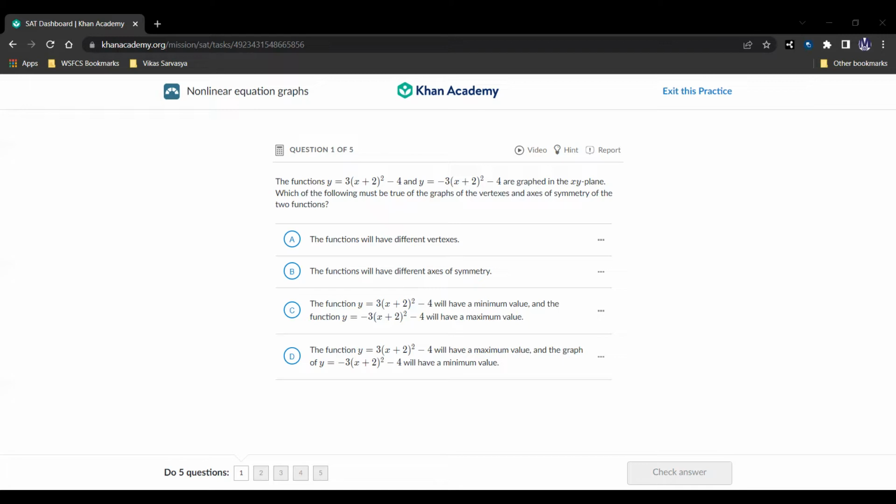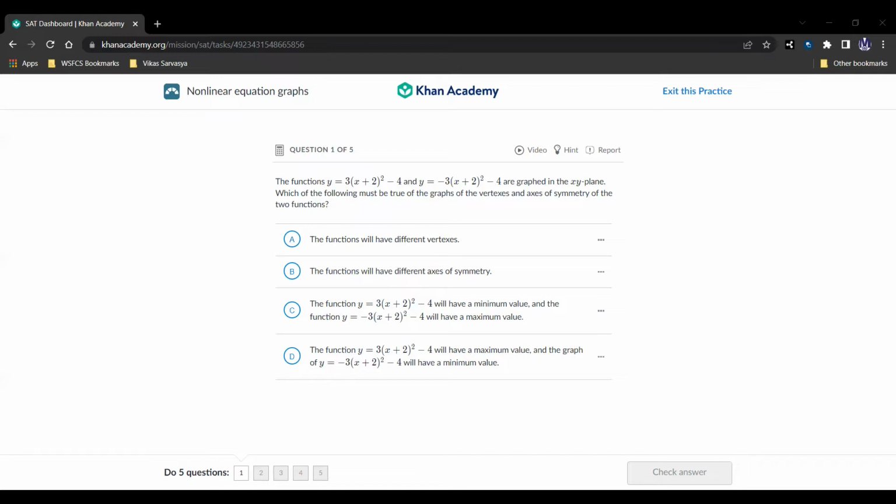Well, the first answer choice, the functions will have different vertices. Well, do we think that's true? Let's look at the functions that we have. The only thing that's different about them is that the actual quadratic part is being flipped, which means that everything inside of that is the same, and there's going to be the same vertex. It's just going to be flipped, right?